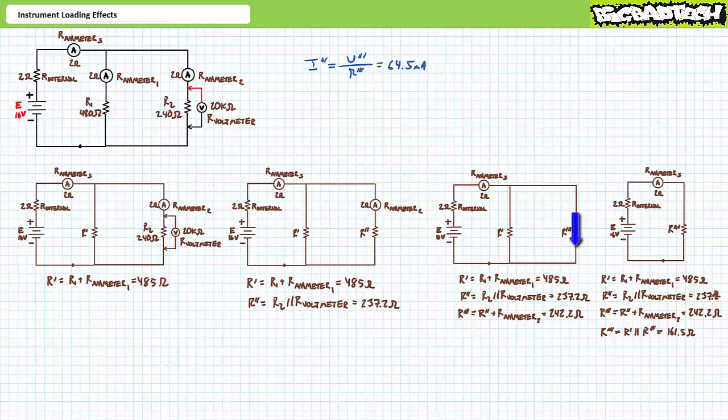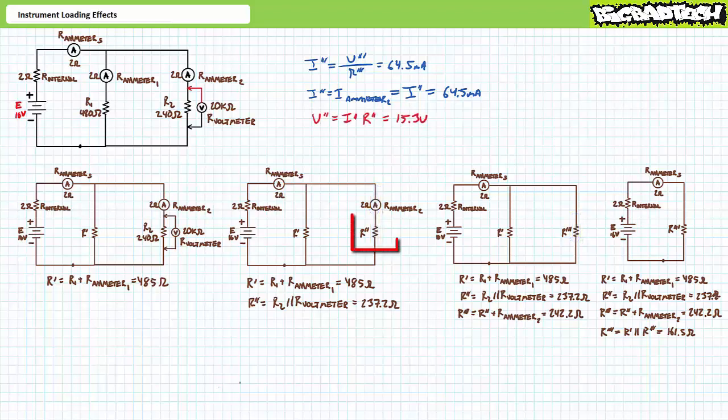An application of Ohm's law demonstrates that I triple prime is 64.5 milliamperes. R triple prime is the series combination of the non-ideal ammeter used to measure current through R2 and R double prime. Current through elements in series is the same. I triple prime equals I ammeter 2, which equals I double prime, and they all equal 64.5 milliamperes. An application of Ohm's law demonstrates that V double prime is equal to 15.3 volts.